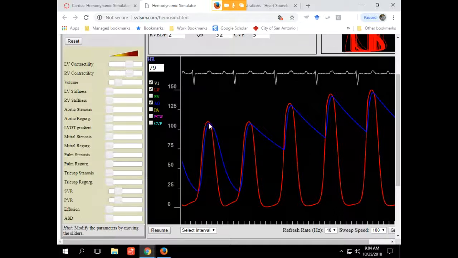Wide pulse pressure. So you have systole and then diastole right here, right? So look at the difference between those two numbers. That's what we think of: wide pulse pressure for aortic regurgitation.